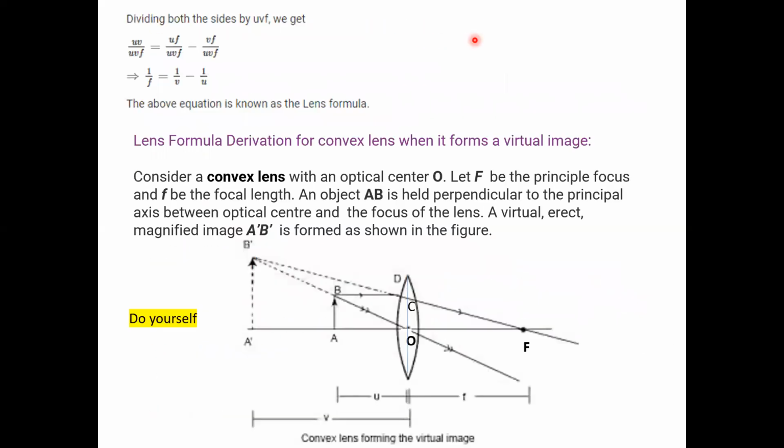Now we will discuss the second derivation, that is when it forms a virtual image. So this is the ray diagram here. First do it yourself. If there is any problem, then I will do it for you.